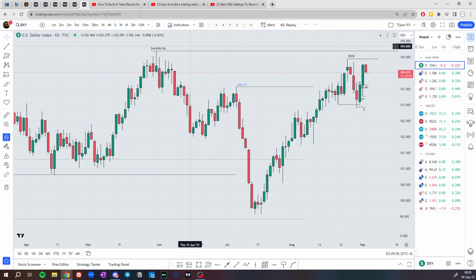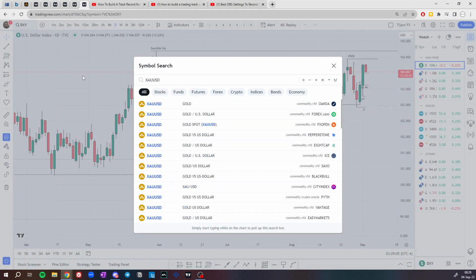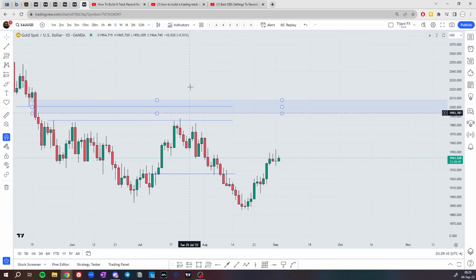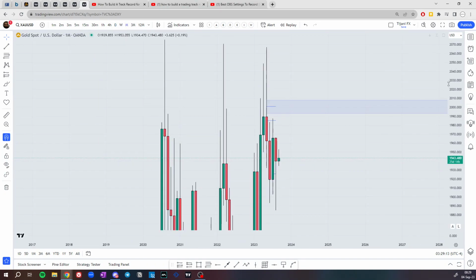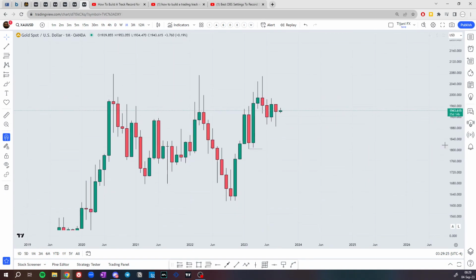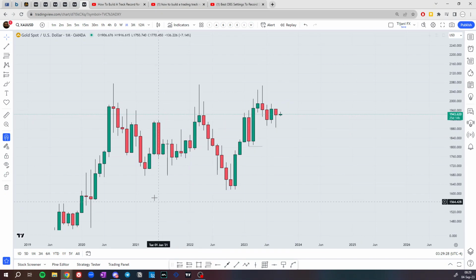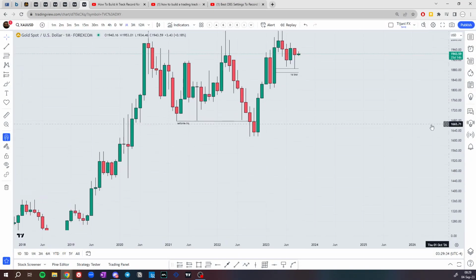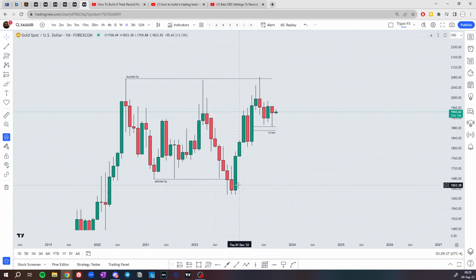For gold, what we have on the monthly time frame, what do we see? We see price is inside this monthly order block, right? Price has taken the sell side liquidity below these lows here. Then I'm expecting price a continuation higher to check the buy side liquidity above these highs here.